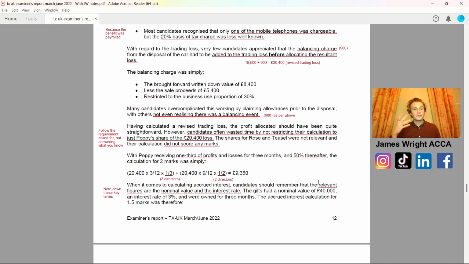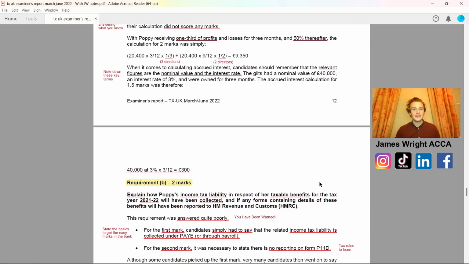Not realising there was a balancing event, but look at my notes on the side there. Follow the requirement, what was asked for, not answering the one that you know. So candidates often wasted a lot of time by not restricting their calculation to just Poppy's share of the loss. So they actually calculated the other partner's shares of the loss, which didn't gain any marks. So if they don't ask for it, don't do it in this tax exam, because clearly the external examiner is showing that to us here.